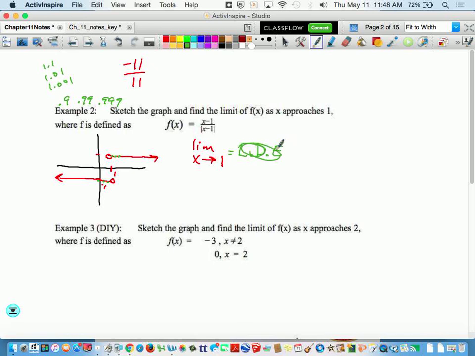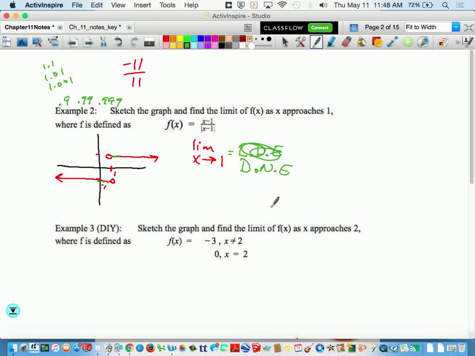Limit does not exist. D-N-E, sorry. Wait, why? So you can't have multiple limits? No. You can't have like plus or minus 1. That's not possible, and it's because they're separate. When x approaches 1, we have to consider from the left and from the right at the same time.